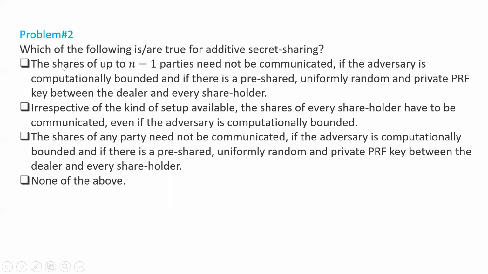The first statement: the shares of up to n minus 1 parties need not be communicated if the adversary is computationally bounded and if there is a pre-shared uniformly random and private key between the dealer and every shareholder. The next statement says that irrespective of the kind of setup available, the shares of every shareholder have to be communicated even if the adversary is computationally bounded. The third statement says the shares of any party need not be communicated if the adversary is computationally bounded and if there is a pre-shared uniformly random and private PRF key available between the dealer and every shareholder.